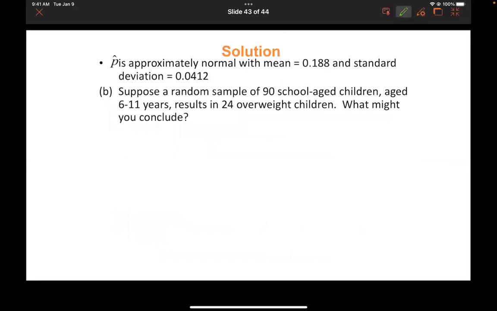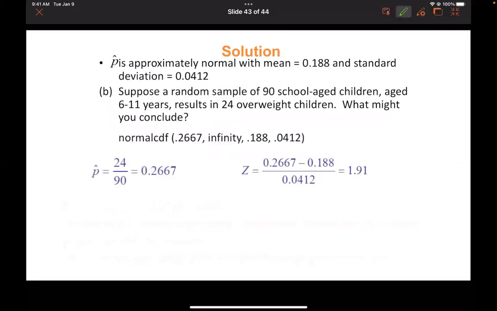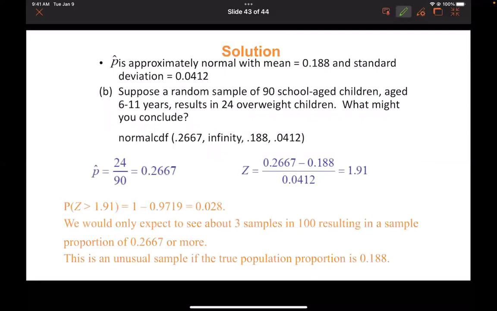Okay. So what this says is their conclusion. What did they say? We would only expect to see about 3 samples in 100 resulting in that sample. This is unusual. Yeah, so see that they didn't even really conclude anything.